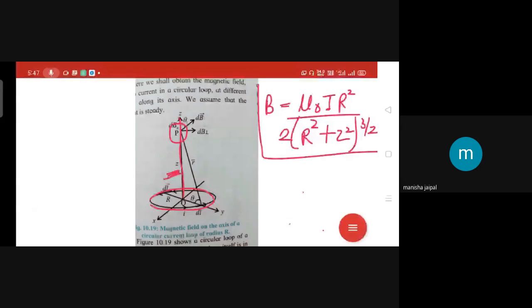Then at any point which is on the axis of the coil and at distance Z from its center, the magnetic field is given by this expression. B is equal to mu naught I R square upon 2 into (R square plus Z square) whole raised to 3 by 2. Note down this. This is for magnetic induction at any point on the axis of the current carrying circular coil. Here R represents the radius of the circular coil, Z represents the distance of the point from the center, mu naught is the permeability of free space, and I is the current flowing through the coil. So you have to use this expression for solving the problem we are discussing now. So note this expression.